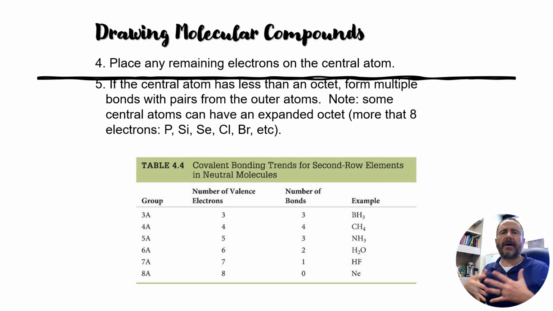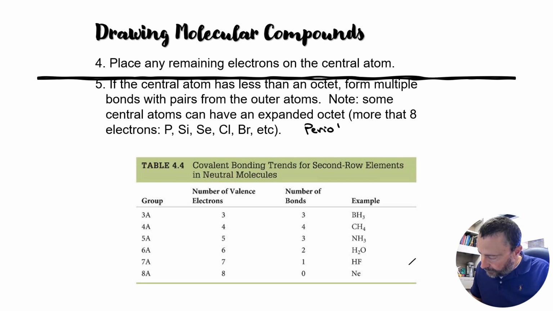Then we're going to double check: does that central atom end up with an octet as well? If it doesn't, then we're going to bring electrons in to make some double bonds or triple bonds in order for us to get there. The central atom is the only thing, in our case, that can have an expanded octet. That means that it can have more than 8 electrons. And in order for it to have an expanded octet, it has to be in period 3 or below.